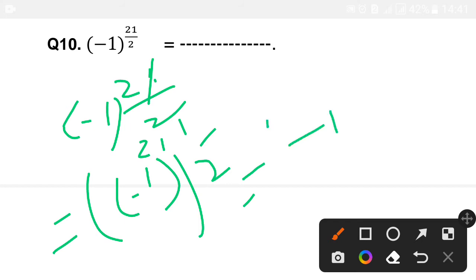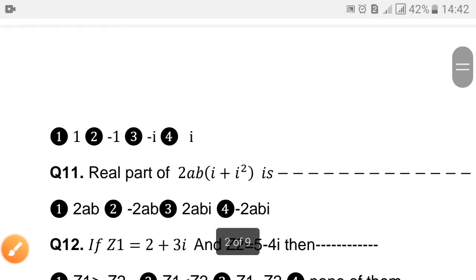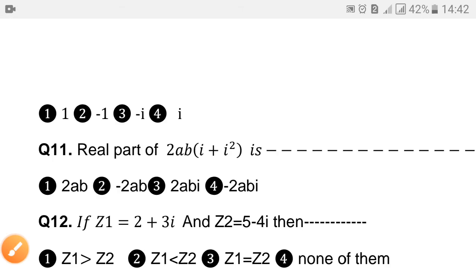So again we get minus 1 whole power 1 over 2, which is actually the square root of minus 1, and we know that the square root of minus 1 is equal to iota. So minus 1 power 21 by 2 is equal to iota. So here iota is present in the fourth option, so the fourth option is the right answer.